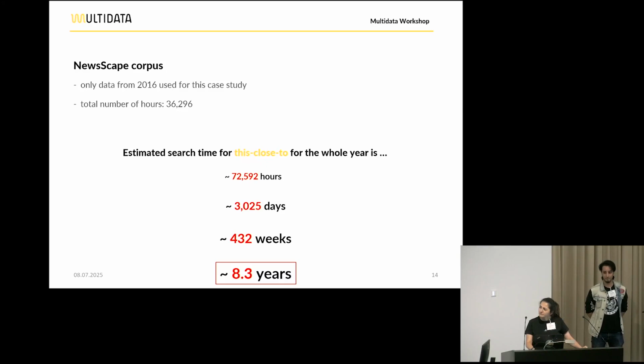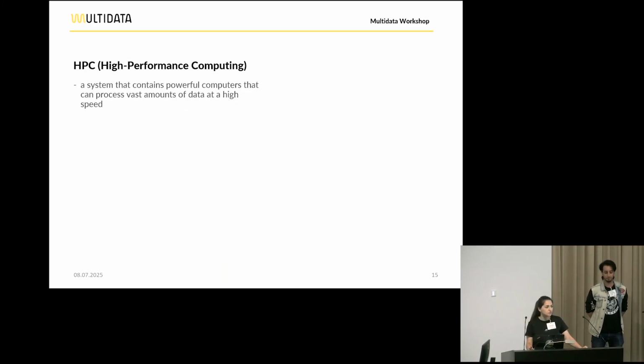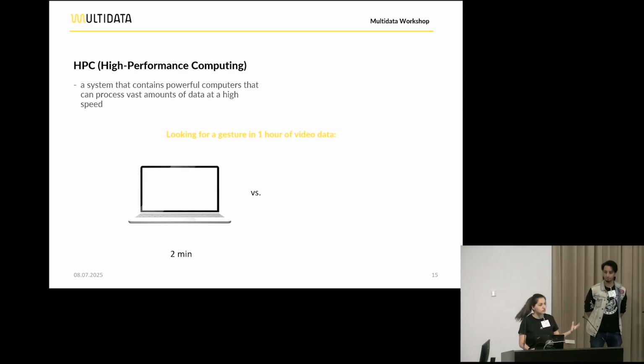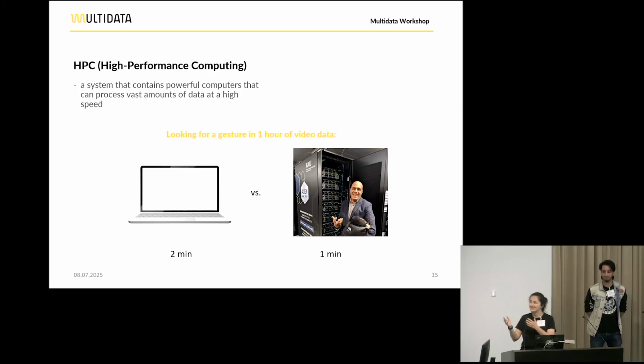What can we do? One thing we can do is make use of the HPC resources. HPC stands for High Performance Computing, and is basically a system of very powerful machines that can process vast amounts of data at a high speed, faster than an average laptop. So again, for comparison, what used to take 2 minutes on an average laptop would take only 1 minute. This is our multimodal data coordinator from Murcia, Cristobal, using the HPC resources. Now, you could say this is not a dramatic difference, right? 2 minutes, 1 minute, okay, it's twice as fast, but it's still 4 years using the HPC resources.